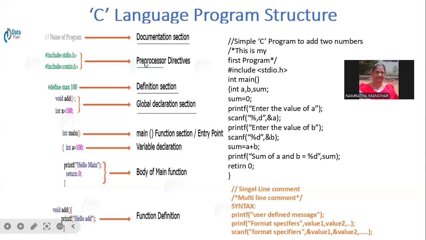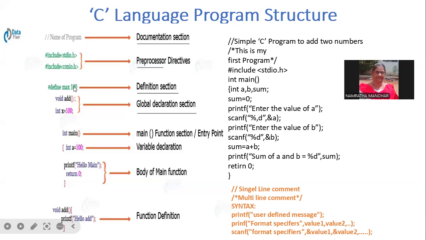Now, next is the preprocessor directive. As we have said, C is very strong with built-in functions. These built-in functions are stored in libraries. So based on the function you are invoking, you should include that library in your program. By default, we use stdio.h because definitely we will be using printf and scanf and other input-output options. Then here we have the definition section. This is optional. Based on your requirement, you use it.